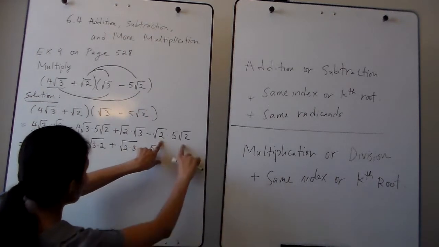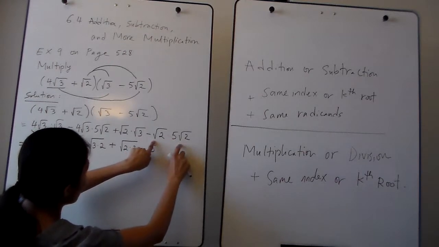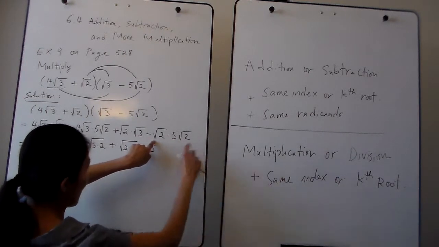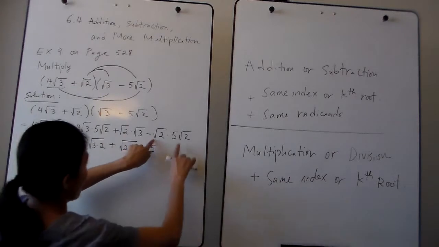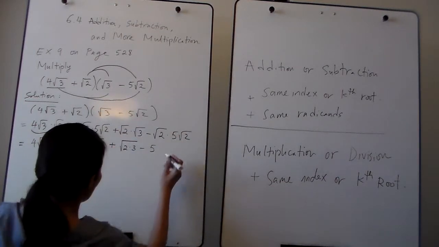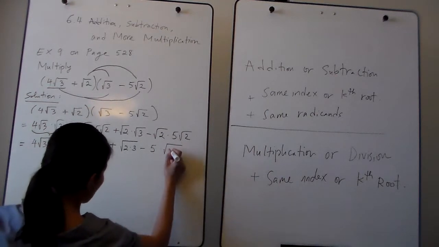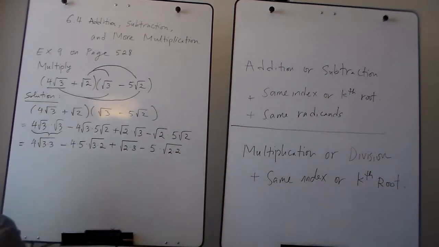Now, root 2 times root 2, both have the same radical. And when you multiply, all you need is both have the same k root or index. So both have index 2 and 2 here. So you can combine them. Take radicand times radicand. Okay?